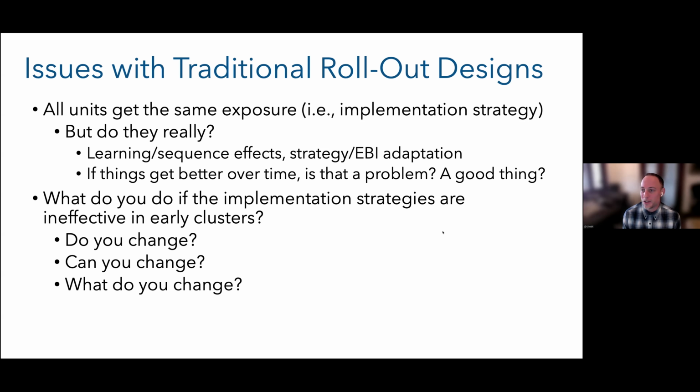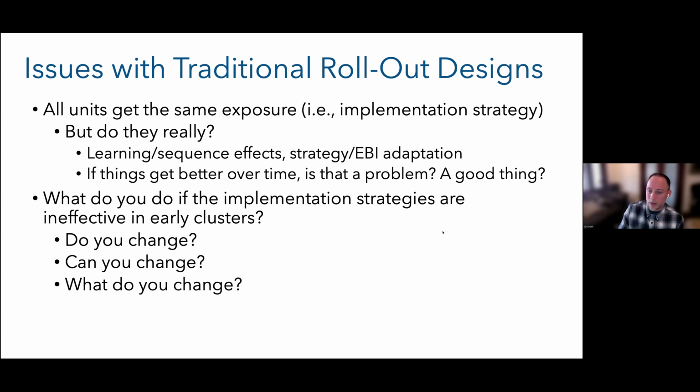If you're a statistician who's tried to do this, you will probably say it's a problem because the sequence effects, when they are unintended, do statistically cause several issues that have to be dealt with, and they're typically not a good thing for a traditional stepped wedge design. So what do you do if the implementation strategies are ineffective in early clusters? Do you just adapt? What do you change? Can you change it? In a very true a priori clinical trial framework, you probably shouldn't change, right? You're actually violating several assumptions that are going to make your analysis much more difficult, and the ability to draw conclusions will be harder as well.